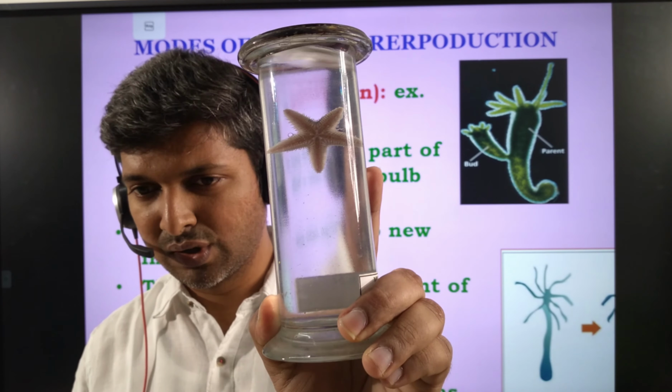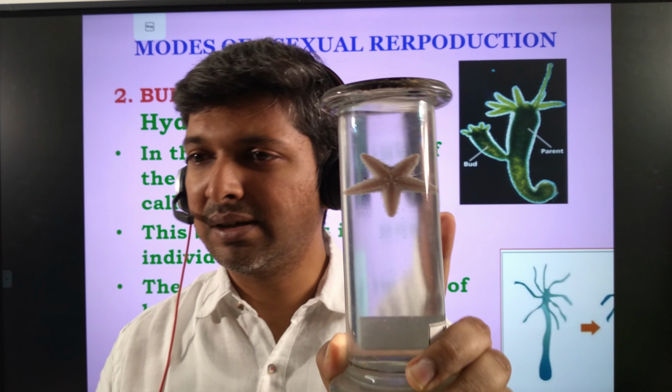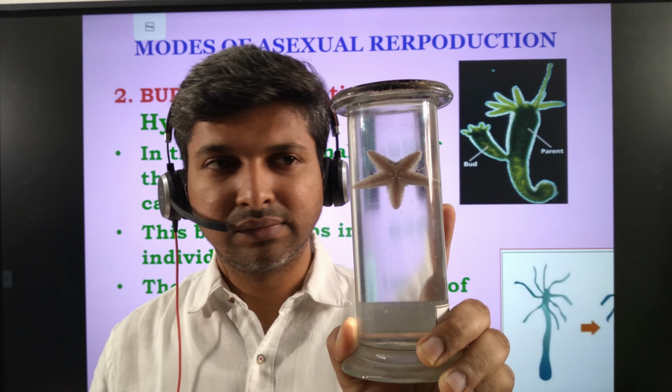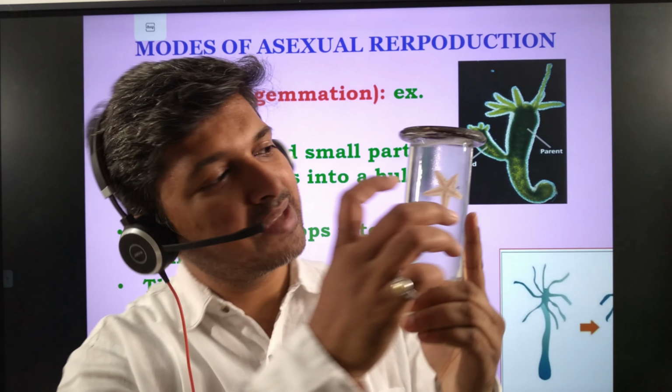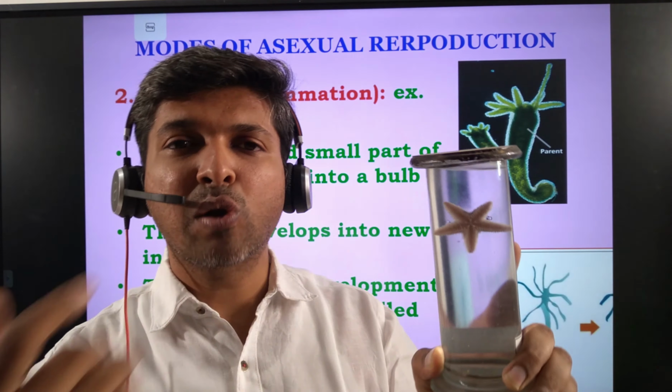Now there is one more type of asexual reproduction, seen in the starfish. If you cut the starfish from the center, it is kind of immortal. If you keep on cutting it, it will grow into that many starfish, provided that some part of the center is also there in the limb. It has the power of regeneration.